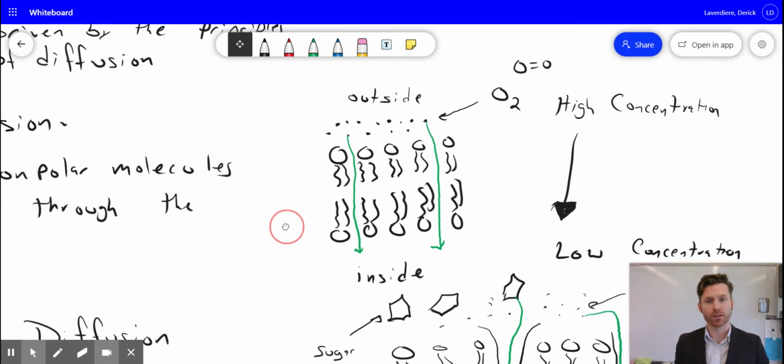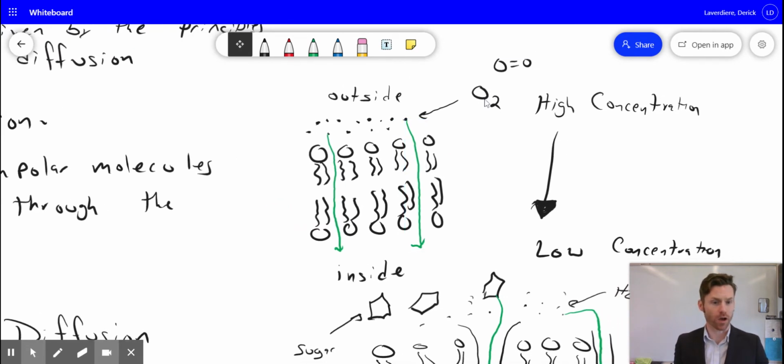So the example molecule I've used is oxygen gas, the oxygen that we breathe in. It's nonpolar because it's a very balanced, even molecule. Both ends are exactly the same, so there's no charge on either side. They're well-balanced molecules, they're tiny, so they just go right through this gap right here.